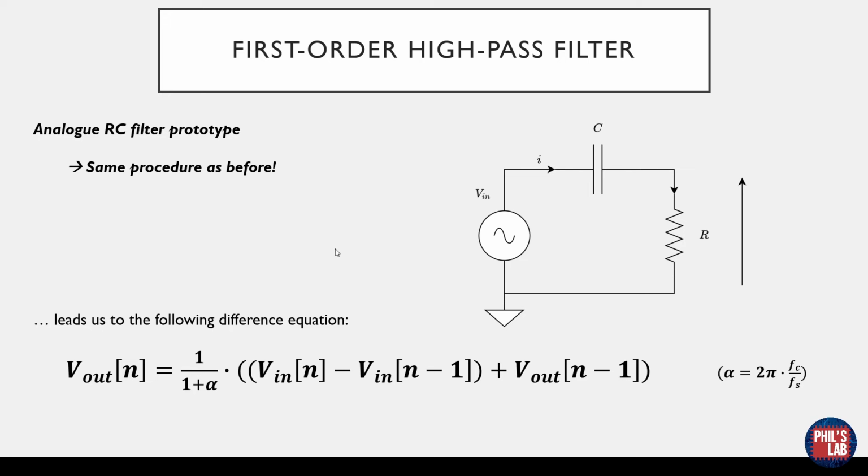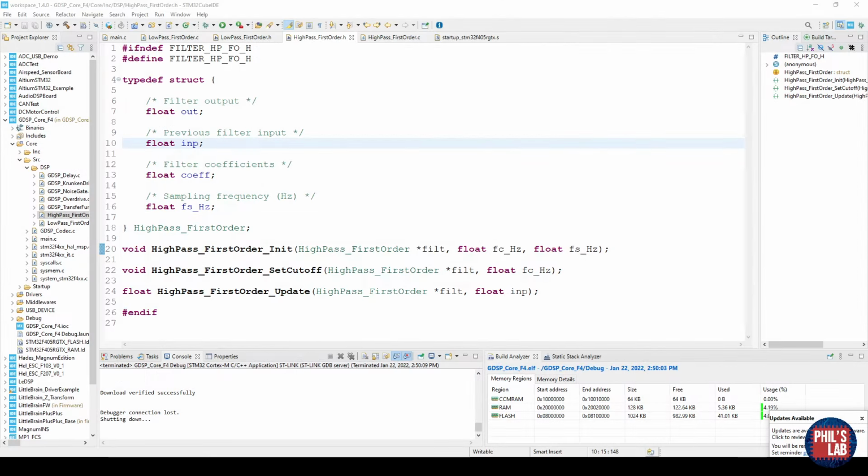And it's exactly the same procedure, except that we're now implementing this difference equation. The way I've done that in STM32 Cube IDE is then simply take my low-pass filter header and source files and change them a tiny bit. For the high-pass filter, because of the difference equation, we also need to store the previous filter input, so I've added that to the struct, but other than that, the header file is identical.